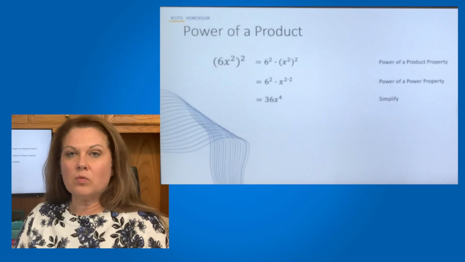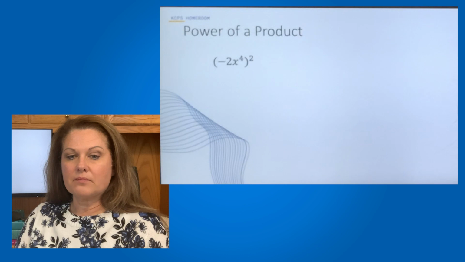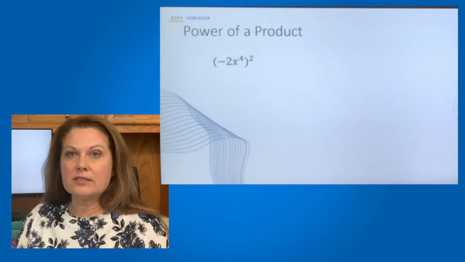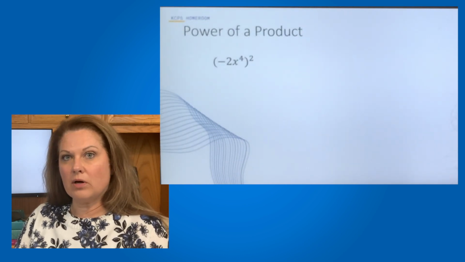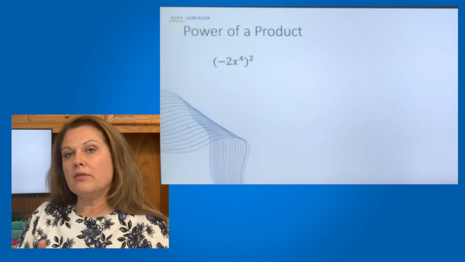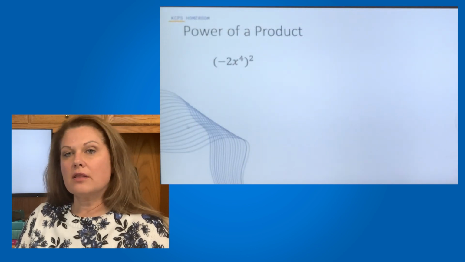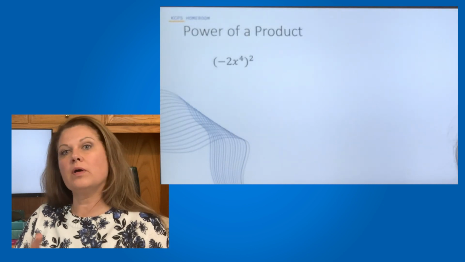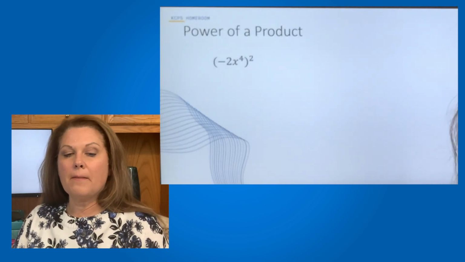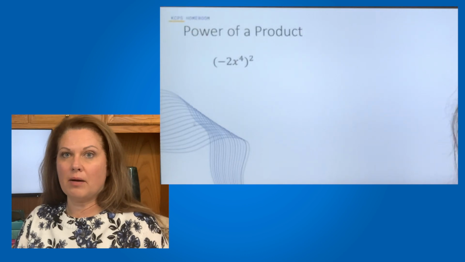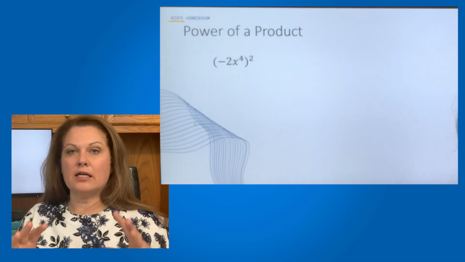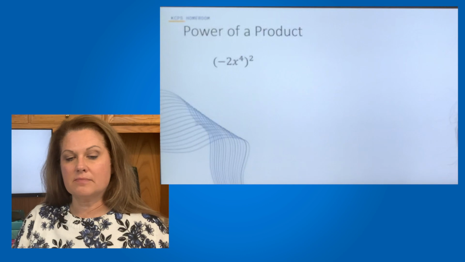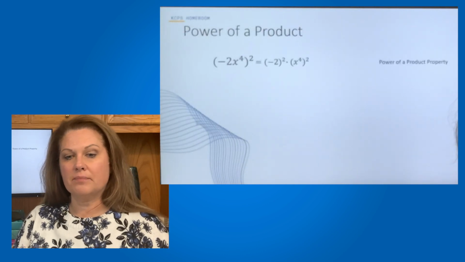We have time for one more practice problem. Negative 2x to the fourth, to the second power. Now, a couple of things I want you to notice. The 2 is a negative, so we're going to have to be careful when we apply our power of a product property that we make sure that negative 2 is in parentheses. So let's take a look at how that would look.